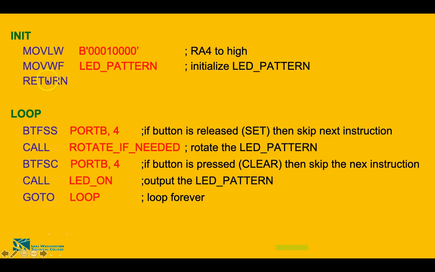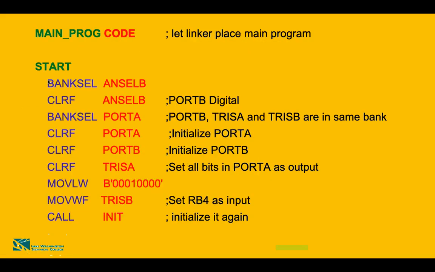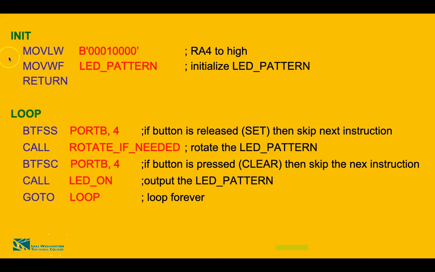So once this is completed, it's going to return. But then we have a loop here, so it's going to follow this loop, and in this loop it says bit test f skip if set. Okay, so it's going to do the bit test, and your bit is the 4th bit. It's going to test the 4th bit.